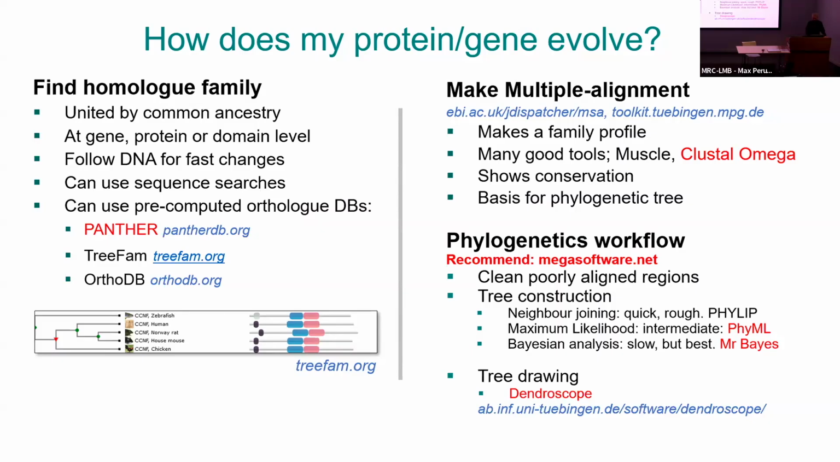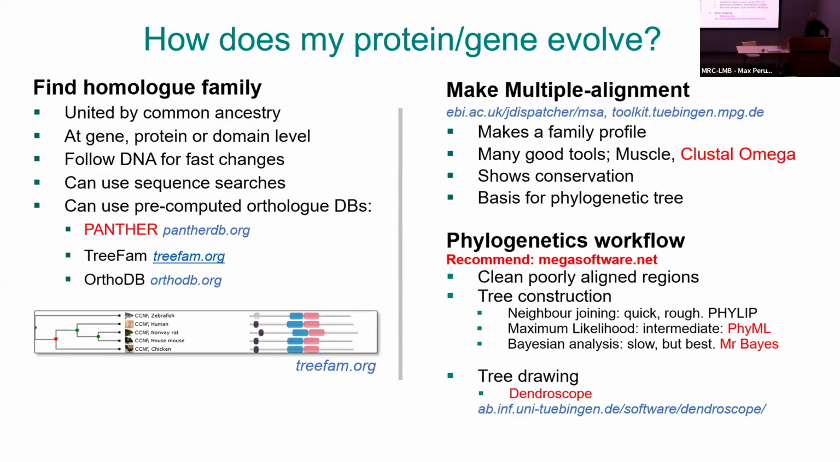Anyhow, multiple alignments are generally required. My recommendation here is to use Clustal Omega, though MUSCLE is also very good for protein sequences. And this will make your family profile and show your conservation. And there are online tools you can get to color these things in. And this is then the basis of the phylogenetic tree, usually after some cleanup.